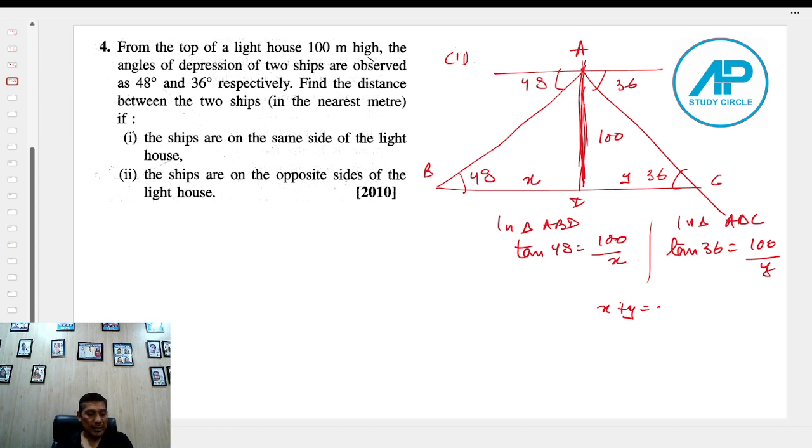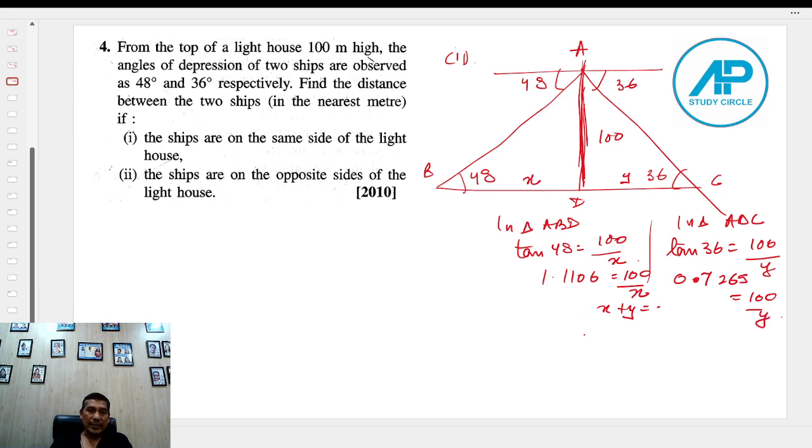tan 48, the value of tan 48 should be greater than 1 in fact. So try to find the value of tan 48 from the table. Learn how to find the value of tan 48. So in this case it is 1.1106, and tan 36 is 0.7265 equals to 100 upon y.